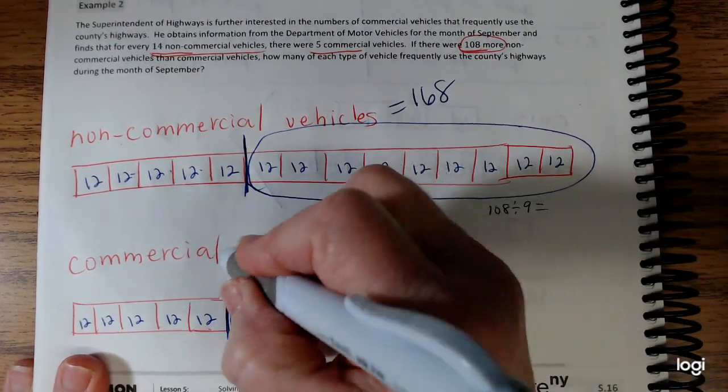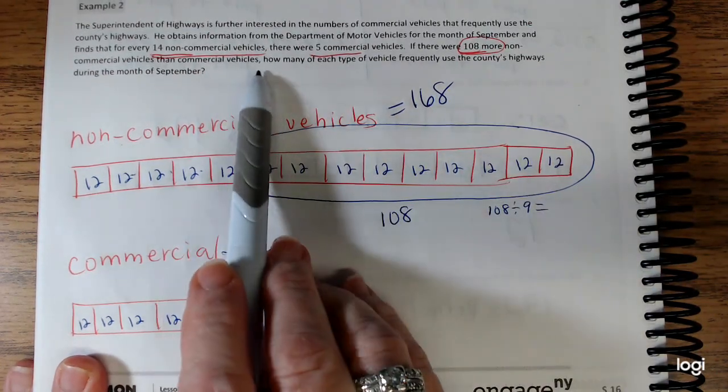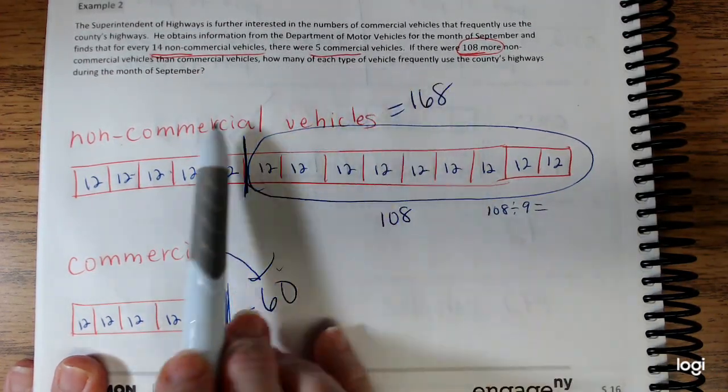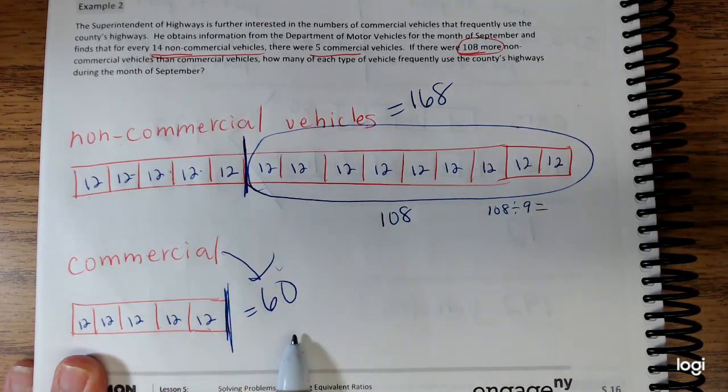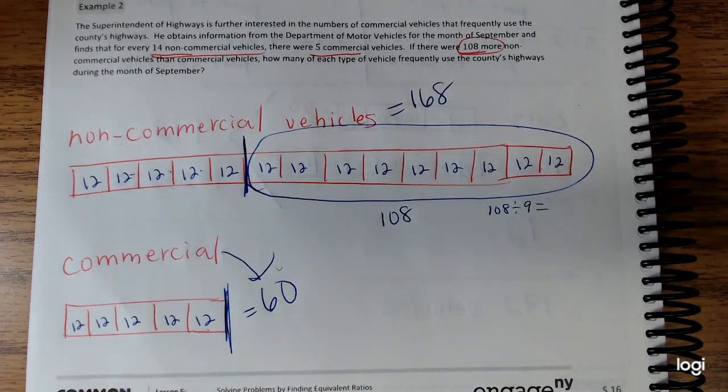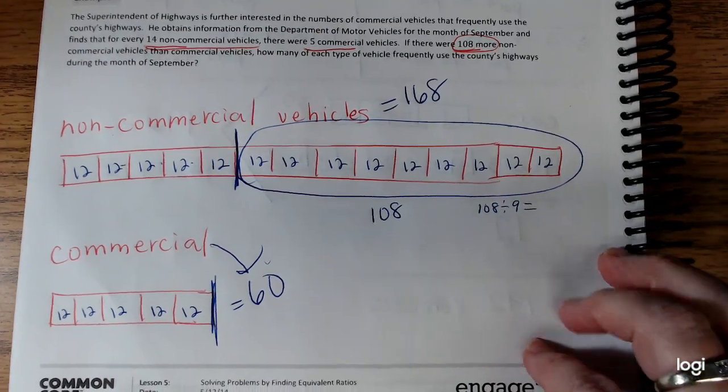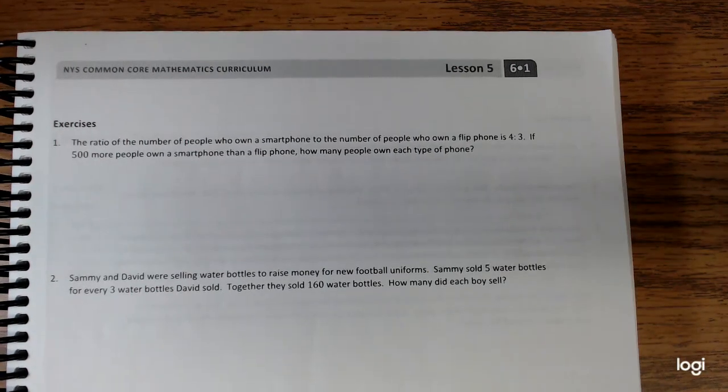All right, so here, when it asked us how many of each type of vehicle, we were able to find out 168 non-commercial vehicles and 60 commercial. All right, let's go ahead and flip over to the next page. Okay, so let's do one more problem here together.